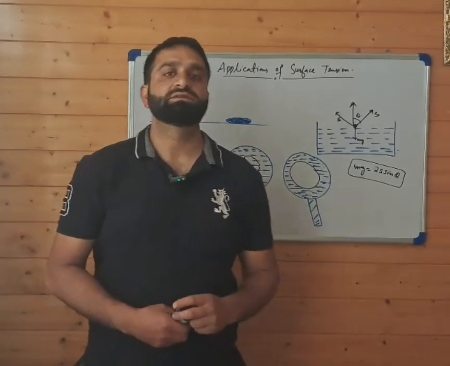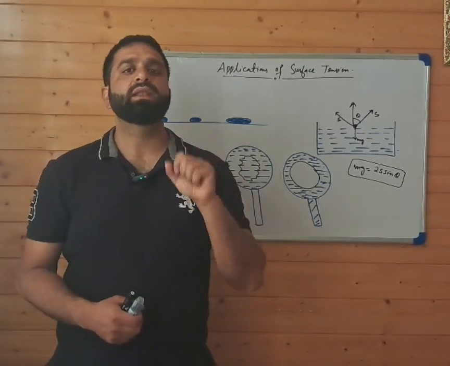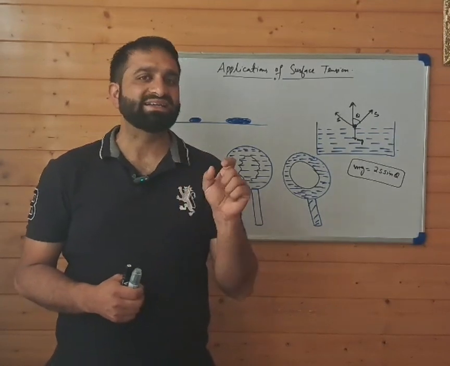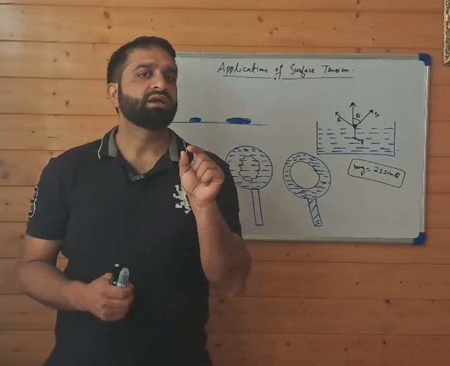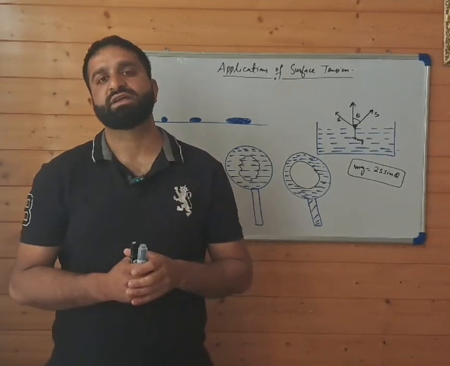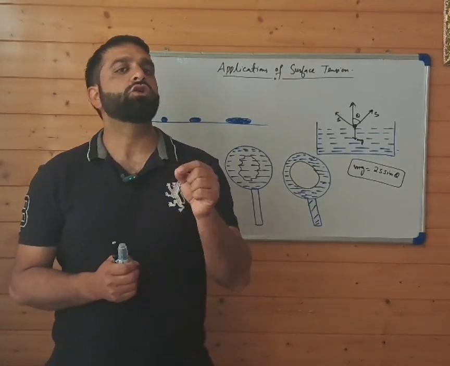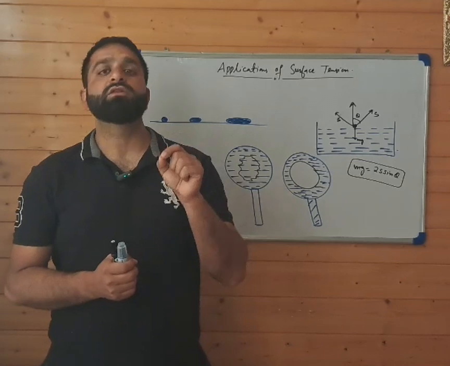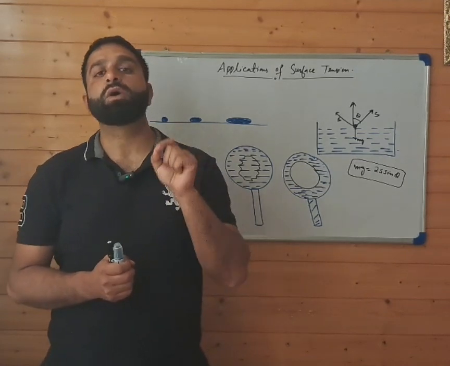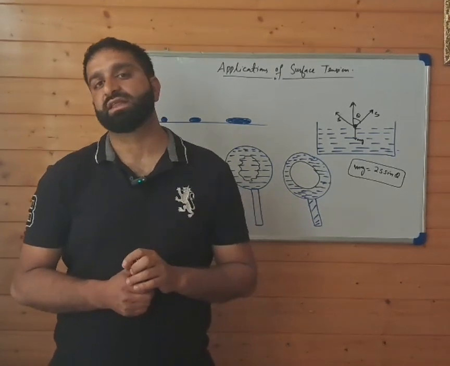Another example is when we drop oil on cold water, it spreads out because the oil has less surface tension than the cold water. But when we drop oil on hot water, the oil forms drops because the oil drops have more surface tension than the hot water.